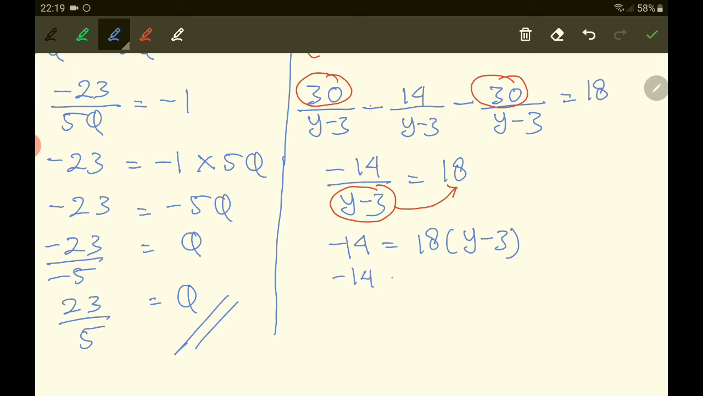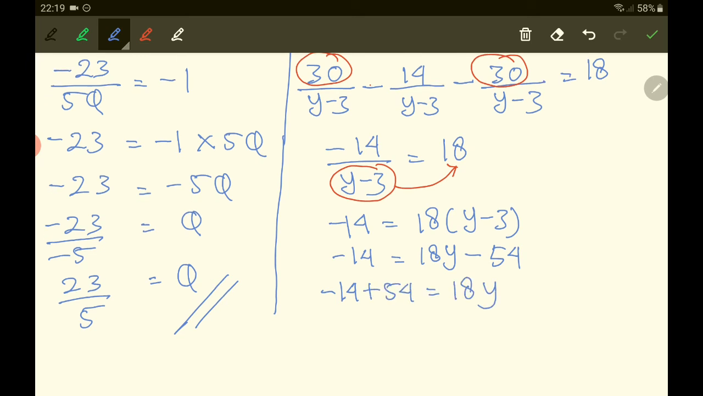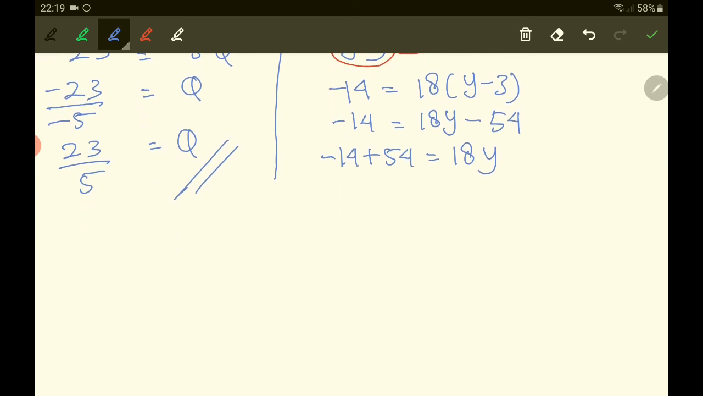Minus 14 equal to 18y minus 18 times 3 is 54. Okay, now we move minus 54 to the left, it becomes plus, so minus 14 plus 54 equal to 18y. So this one becomes what? 40, okay? 40 equal to 18y.